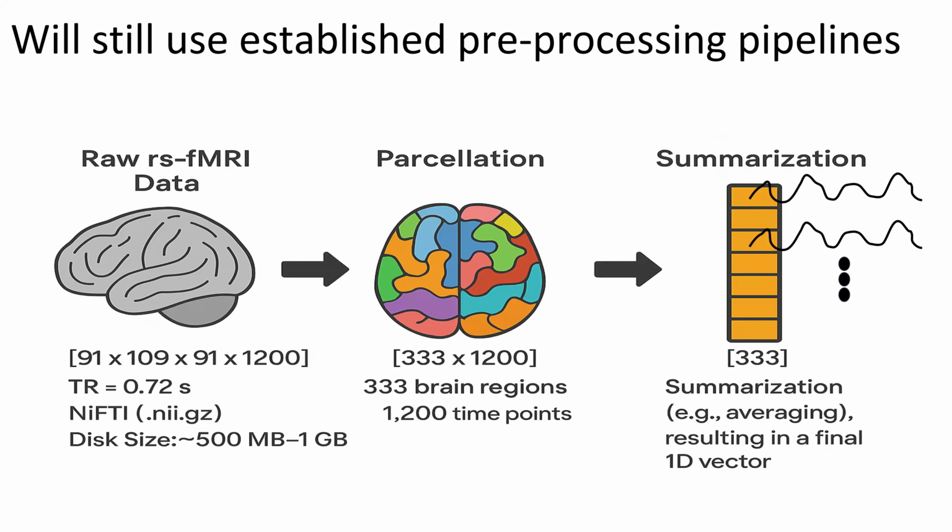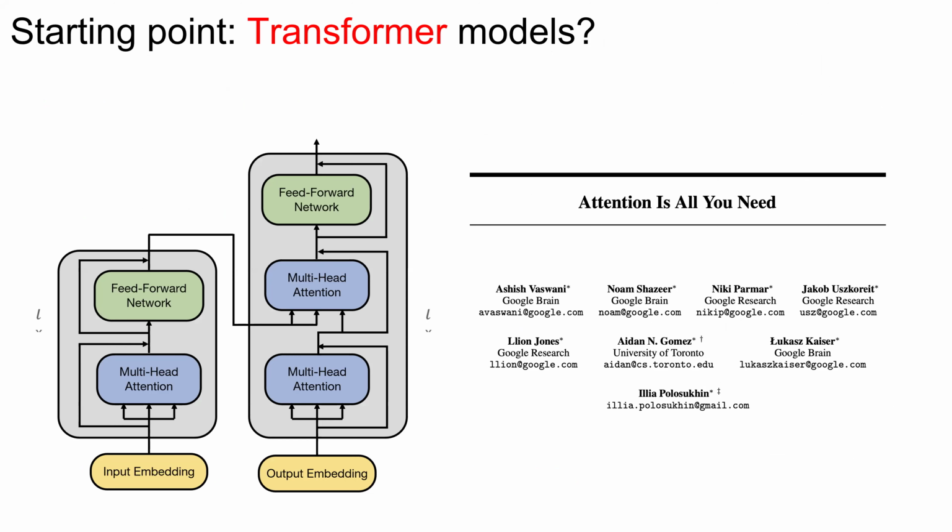And we would not do away with standard pre-processing pipelines. So we'll take our data, map it to an atlas, do parcellation, and then you would have n different ROIs. At each ROI, we would have some sort of an average time series signal sitting at that ROI, and that is going to be the input to our model.